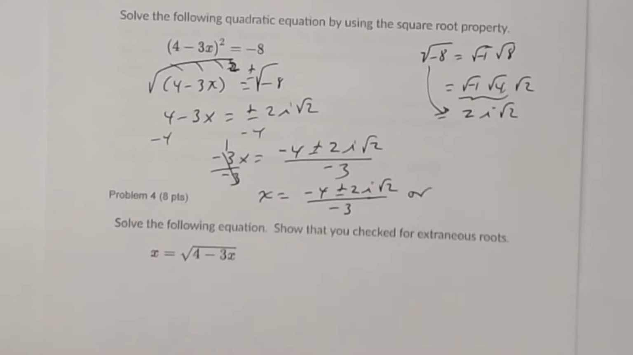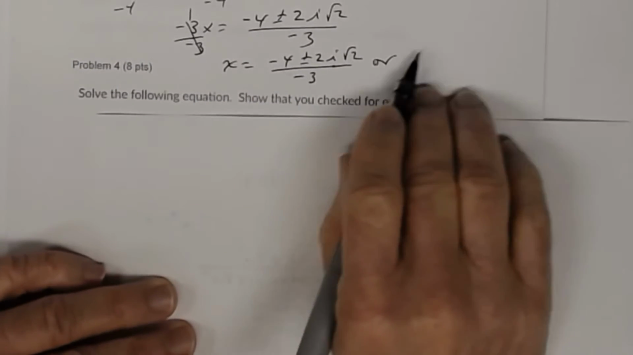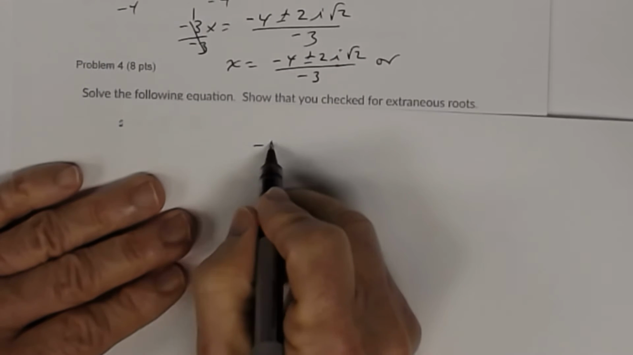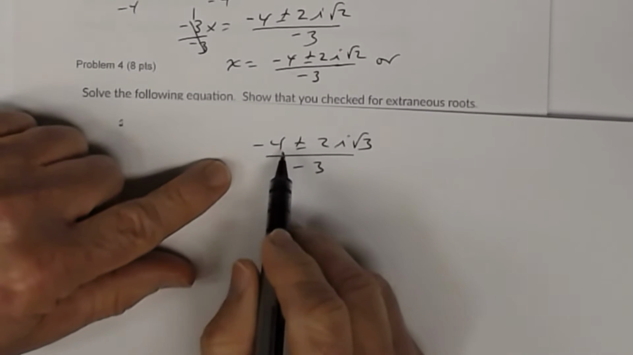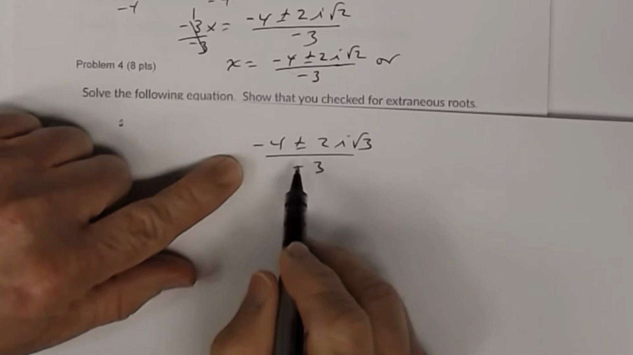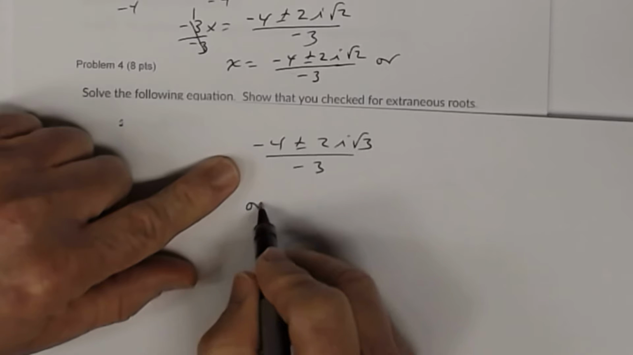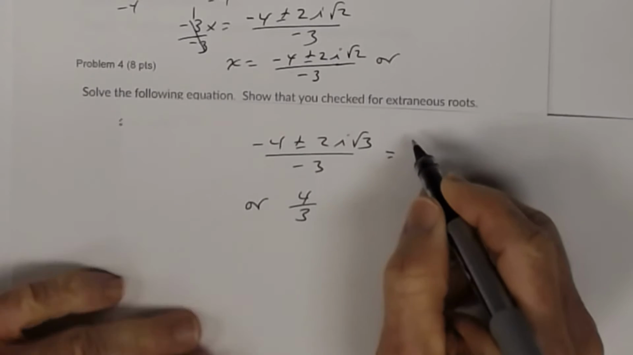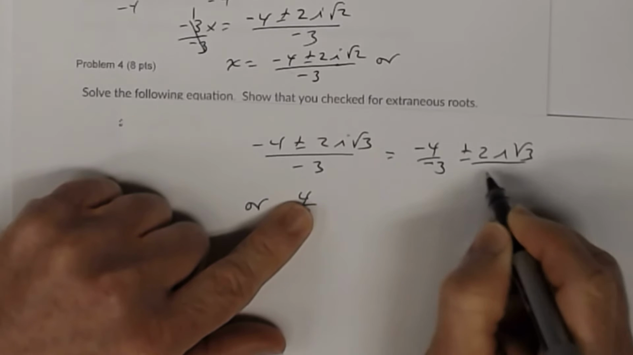Now remember, let me go ahead and write this over right here. You could have also written it another way, but this is what you should remember. So negative 4 plus or minus 2i square root of 3 divided by negative 3. All right, so remember this right here, a negative divided by negative is a positive. So negative 4 divided by negative 3 means the same thing as 4 thirds. All right, so basically you're saying negative 4 divided by negative 3 plus or minus 2i square root of 3 divided by negative 3.